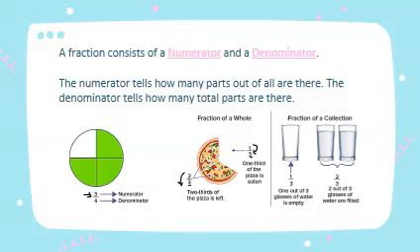Another example: suppose we have 3 glasses of water, and 2 of them are filled with water and 1 of the glasses is empty. So we say 1 out of 3 of the glasses is empty, and we represent it as 1 over 3, where 1 is the numerator, which tells how many glasses are empty, and 3 tells how many glasses we have. And we can say that 2 out of 3 glasses of water are filled.